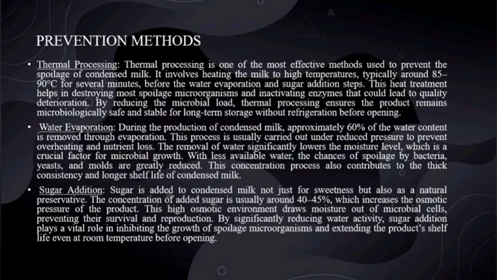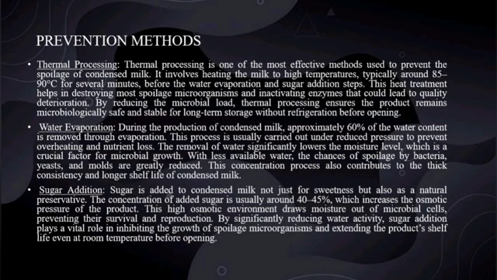The spoilage of condensed milk is prevented by thermal processing, water evaporation and sugar addition. In thermal processing, the pasteurization process is done. The milk is heated at high temperatures, around 85 to 90 degrees Celsius, for several minutes before the evaporation process and sugar addition steps. This heat treatment helps in destroying most of the microorganisms and inactivating the enzymes that lead to deterioration. By inactivating the microorganisms, the product remains safe and stable for long term without refrigeration.